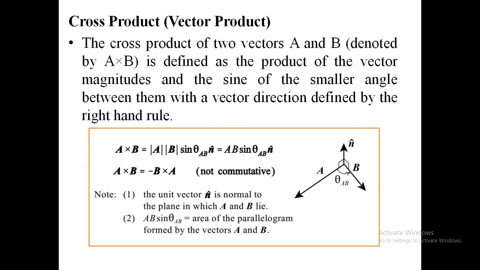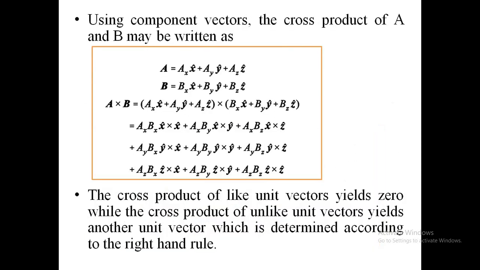Cross product. It is also termed as vector product. The cross product of two vectors A and B is defined as the product of the vector magnitudes and the sine of the smaller angle between them with a vector direction defined by the right hand rule.